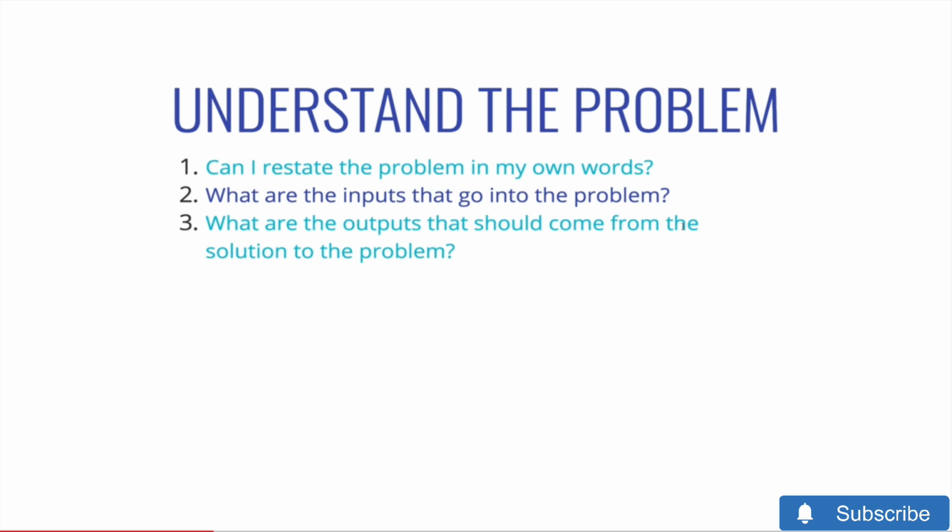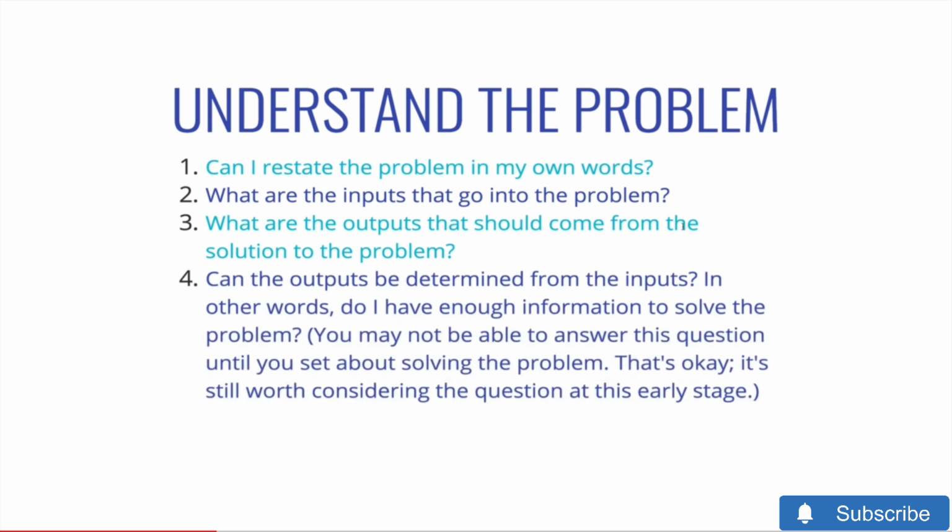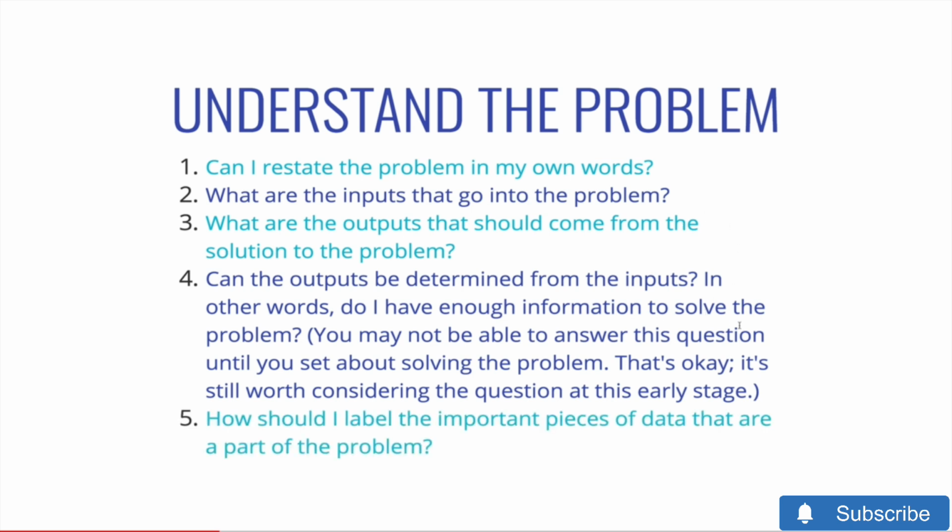And we're going to dive into an example in just a moment. So what are the inputs? What will the inputs look like? What are the outputs? What should come from my solution? What should be returned from my function? Can the outputs be determined from the inputs? Meaning, do you have enough information to solve the problem? You have the inputs. Can you get the outputs that are expected just using that information? And sometimes you need to wait a bit until you can figure that one out.